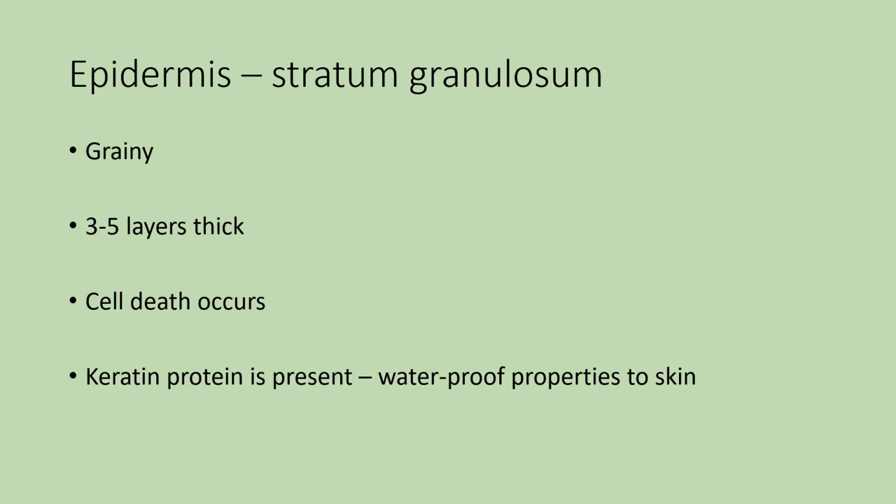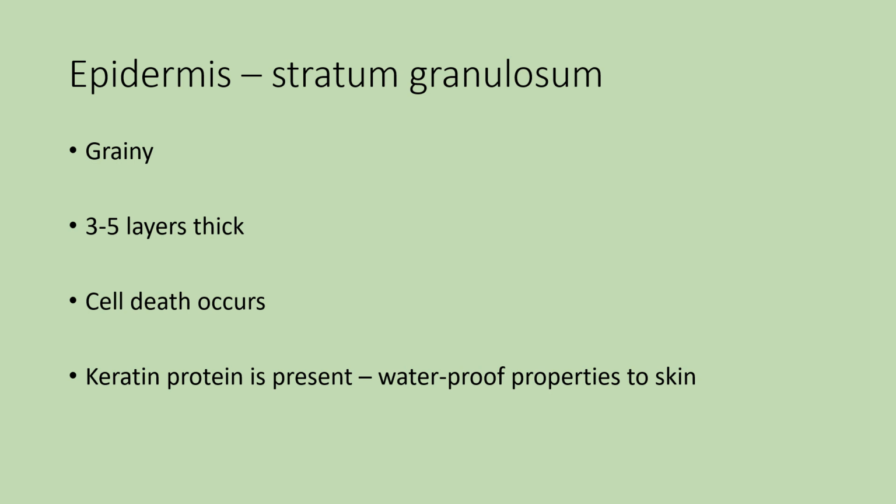The stratum granulosum, the name implies it kind of has a grainy look to it. It's about 3 to 5 layers thick. Cells, as they're in this layer, are going to die, and the nucleus is going to start to break down. The organelles are going to start to break down, and that's why it's getting this kind of grainy look to it as things are breaking down in the cell.